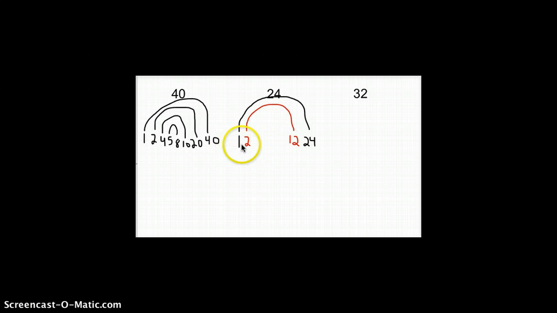So we used 1, 2, 3. Yes, 24 is a multiple of 3. 3 times 8 is 24. Next number in the line would be 4. Yes, we can multiply 4 times 6, which is 24. And there's only a 5 here, so we can't multiply 5 times 5 to get 24, so that doesn't work. So this rainbow is done.